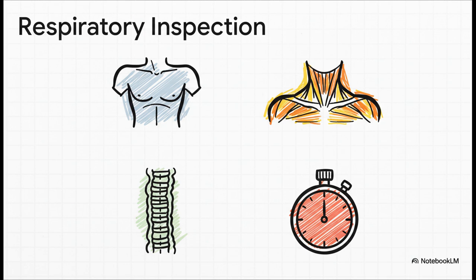So for inspection, the most important thing is to use your eyes before you use your hands. Are there any deformations, like a barrel chest, that might point to COPD? Is the patient using extra muscles to breathe, which could signal respiratory distress? Is the trachea right in the middle? These visual clues give you so much information before you even touch the patient.